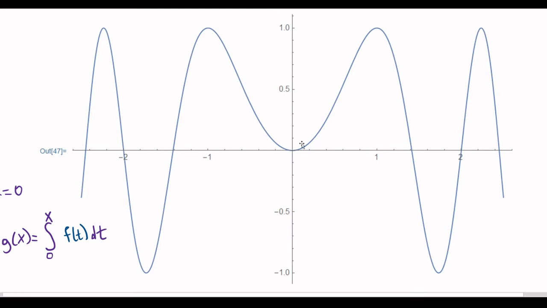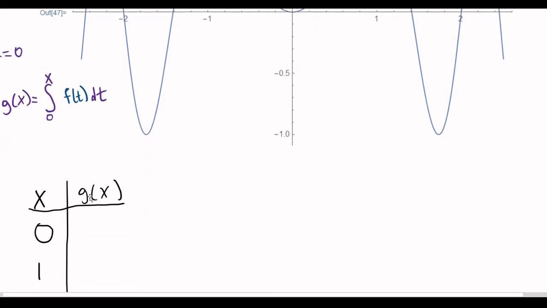So I have down here a table. And what I want us to do is think through each of these. We're not going to do the calculation. Just think through it, OK? So if x is 0, what is g of 0? Well, let's use the formula. It'd be the integral from 0 to 0 of f of t dt.